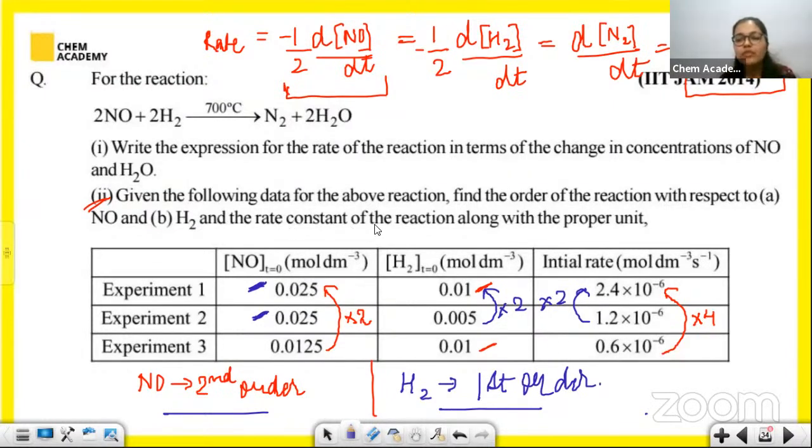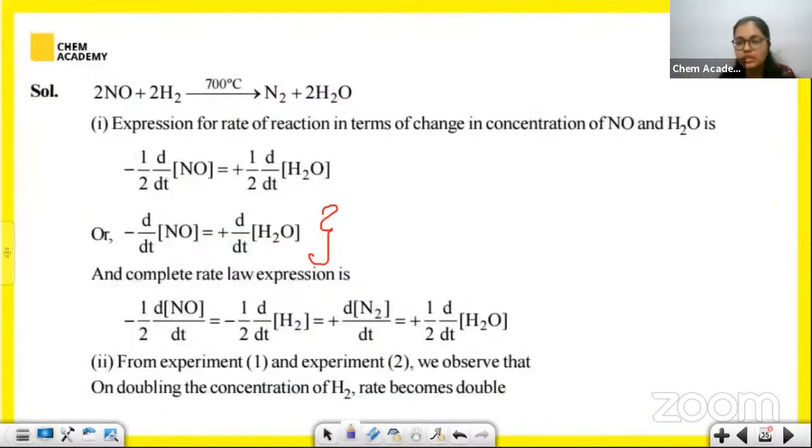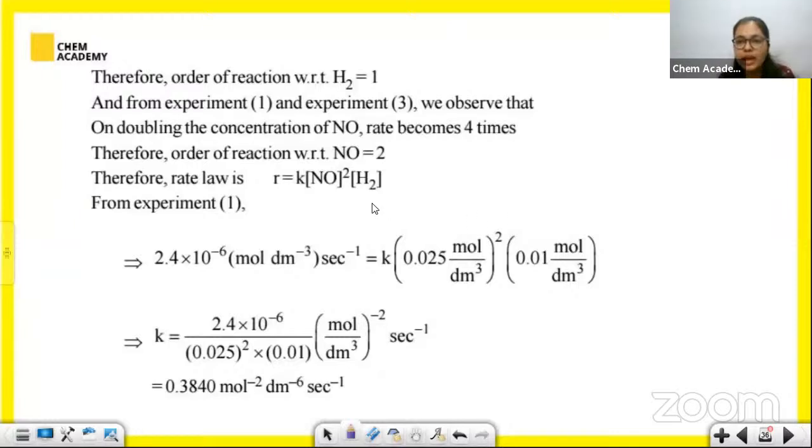Okay, and we also have to find the rate constant for the reaction. Last part of the question is remaining, which is we have to find out the rate constant for this reaction. Let us see how to do that. So if we have to write the rate expression for this reaction, we can write it like this. Rate equals K into concentration of NO. We found out that it is second order with respect to NO. So we will write 2 in the power, and it was first order with respect to H2. So here is simply 1 in the power.